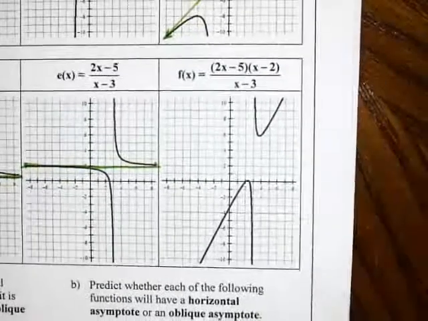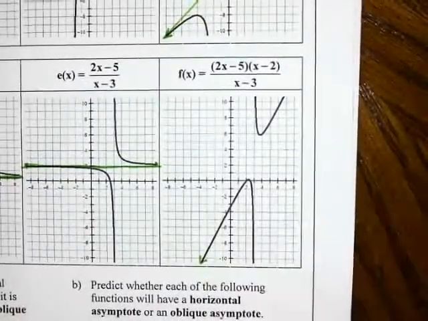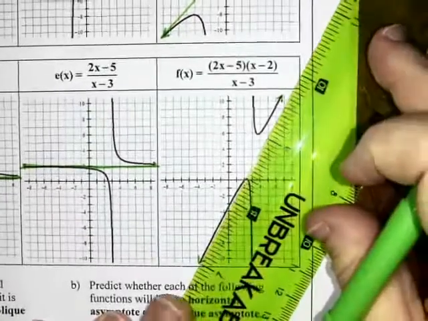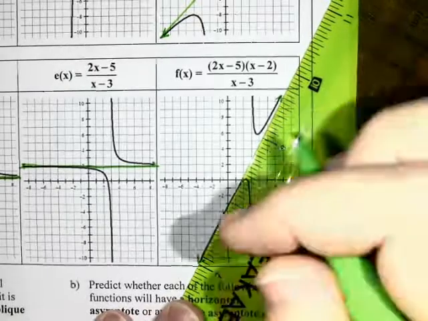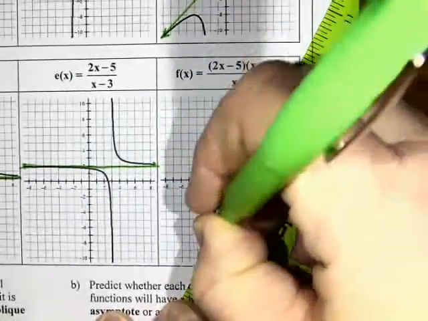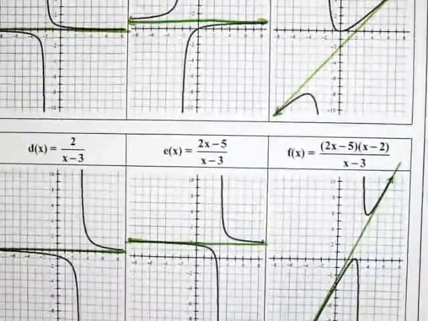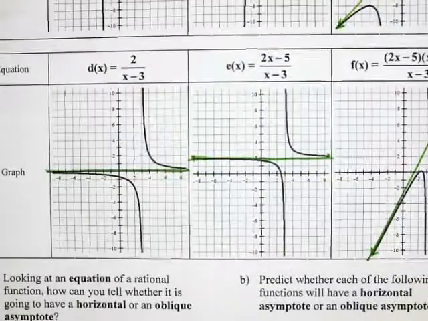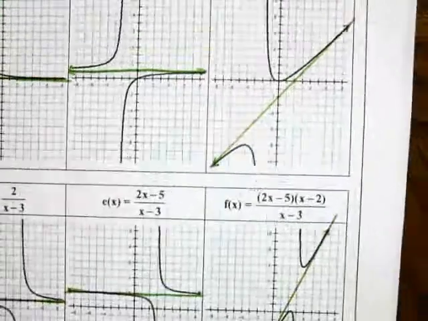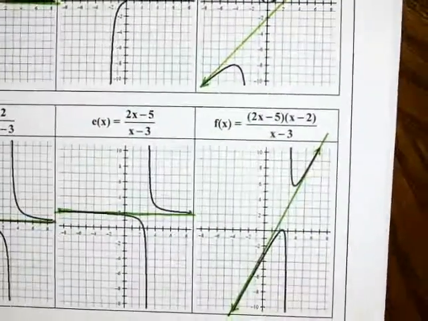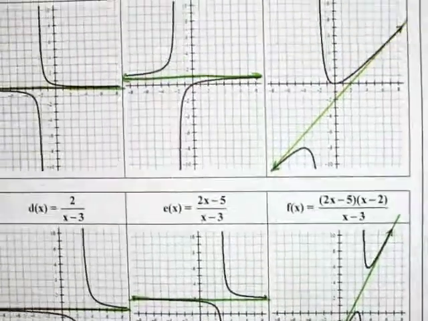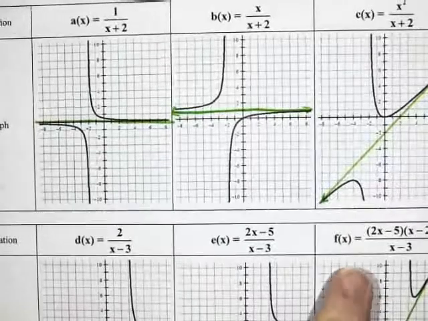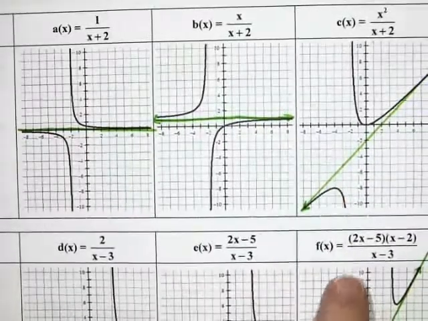And then on this one, this end is going to negative infinity and this end is going to positive infinity, which tells me that there is an oblique asymptote that this one is following. So of the graphs, A, B, D, and E all have horizontal asymptotes, and then C and F, these ones here on the end, have oblique asymptotes. So the question is, what's different about the equations of A, B, D, and E compared to the equations for C and F?